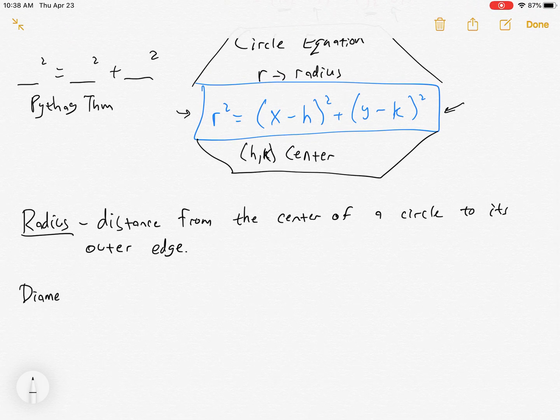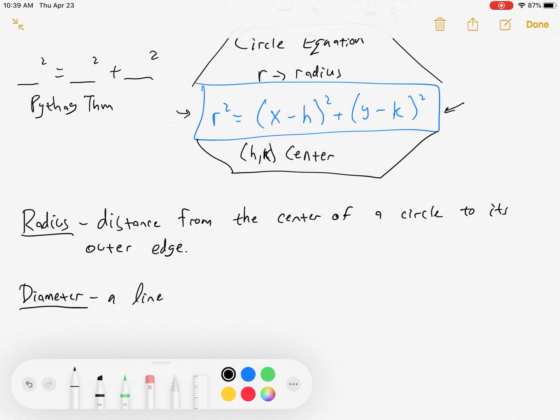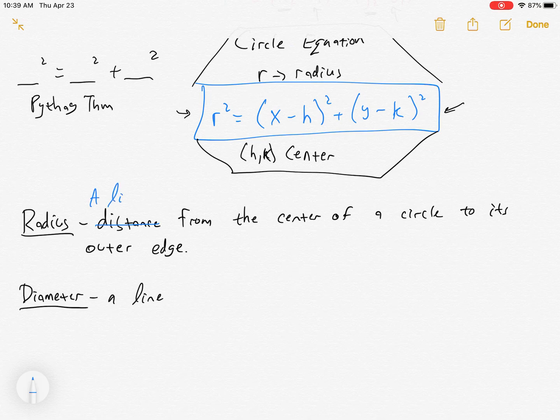Many times in math, which we saw in section 3, there were clever ways and not so clever ways. We've already talked about radius, so this is a bit of a review here. The diameter is a line segment. You know, I'm saying the radius is a distance. Probably I could have said that. Let's just change this. Let's say a line segment drawn from the center of a circle to its outer edge.